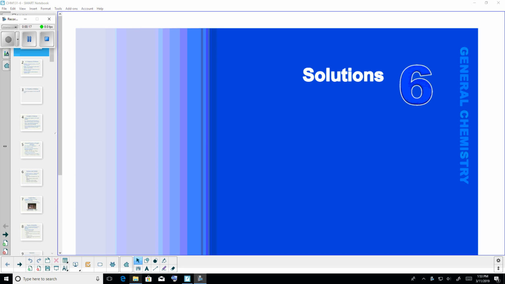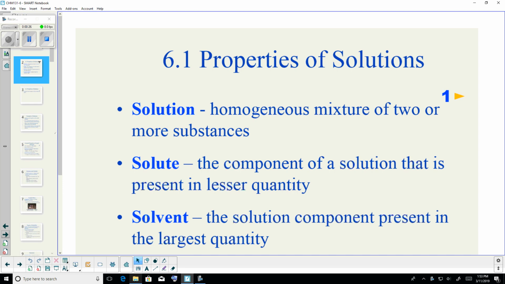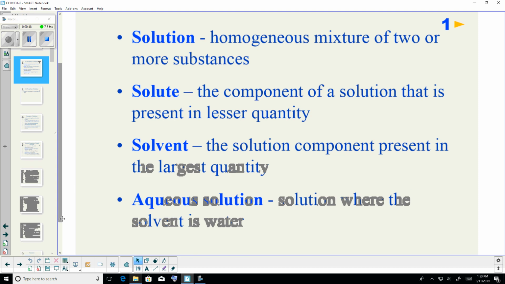We talked about gases. Now we're going to talk about solutions. What's a property of a solution? It's a homogeneous mixture of two or more substances. The solute is the component of a solution that's present in lesser quantity. The solvent is the component that's present in a larger quantity. And if the solvent is water, it's an aqueous solution. So if I put a teaspoon of salt in water, the salt is the solute, the water is the solvent, and since it's water, it's an aqueous solution.